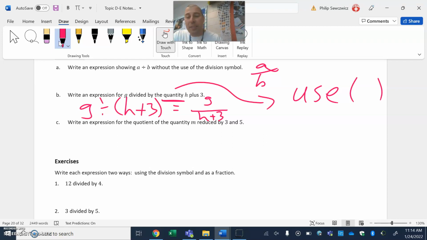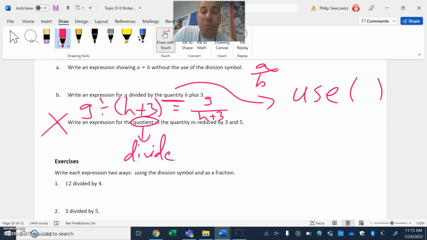Part C, write an expression for the quotient. Okay, quotient. This also means to divide. All right, so that's something we need to be aware of: the quantity m reduced by 3 and 5. Now, this is one of those things of reduced by. We don't use that word. We don't use reduced by. So we ain't even going to talk about it. That's it. We're done. Moving on. All right. But yeah, quotient we did want to make sure we take care of because that does mean that we're doing a division problem.